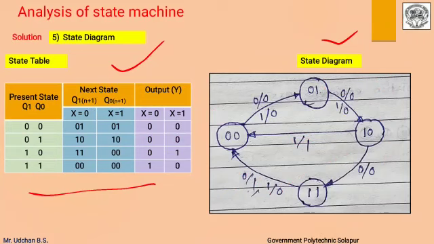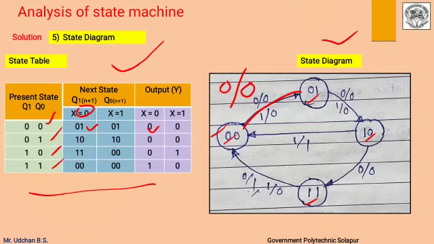So I will show first all the 4 states are written over here: 00, 01, 10, 11. I will show one case: consider this 00 state. When X is 0 it goes to 01, so it is diverted to 01. X is 0, for that the output is what? 0. So 0 oblique 0 is written over here.